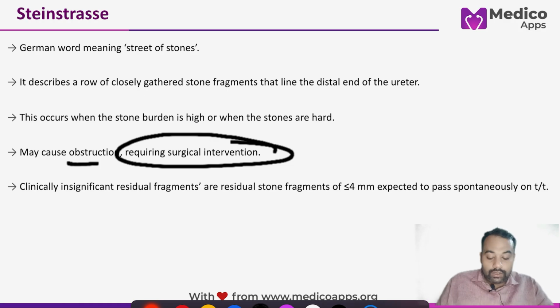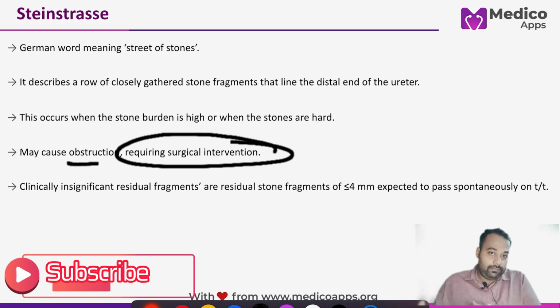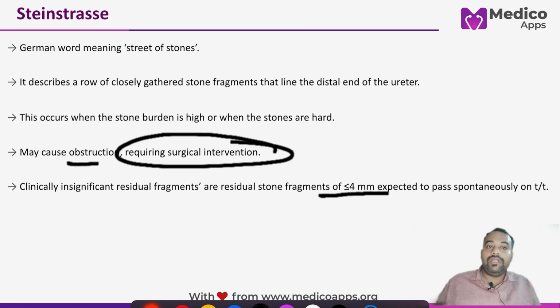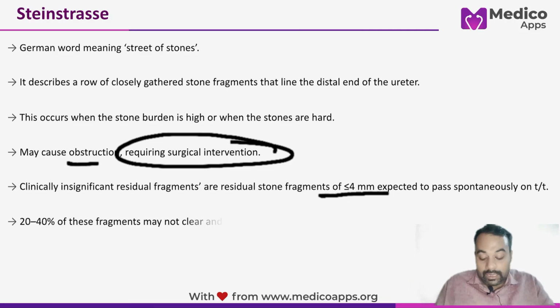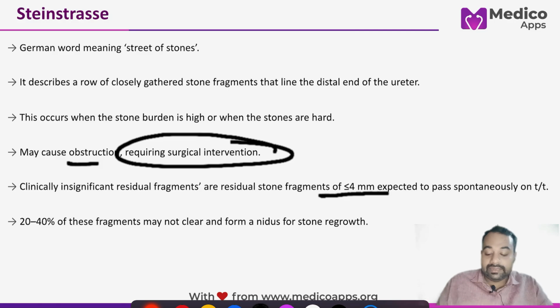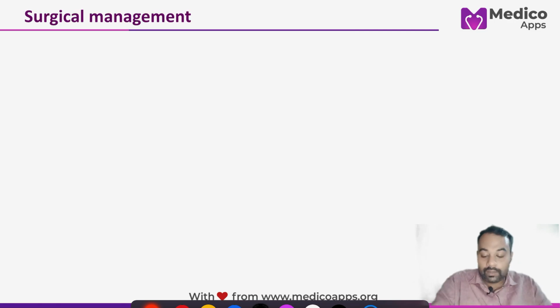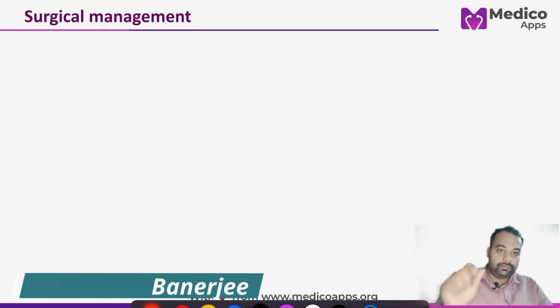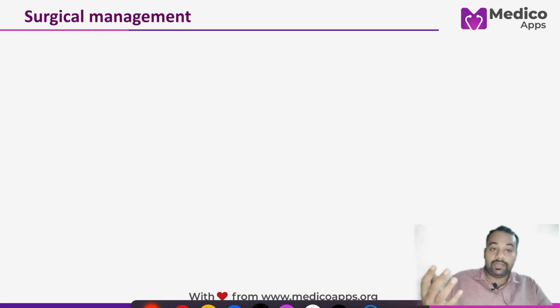Now the clinically insignificant remnant fragments, if they're less than 4 millimeter, are the ones that eventually pass spontaneously. But if the size is more than 5 millimeters, it will be a troublesome thing in that case. Okay. Because these more than 5 millimeter stone fragments eventually form the nidus for another stone formation, and there is a recurrence from that.